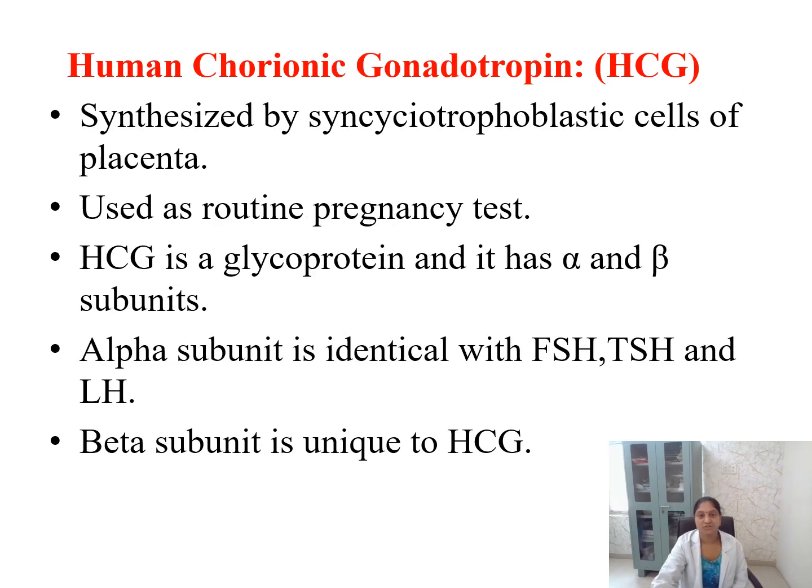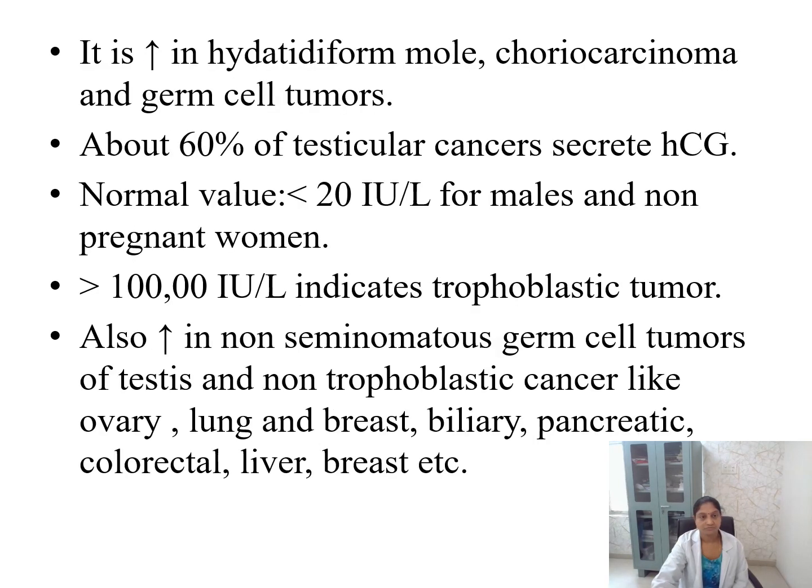Human chorionic gonadotropin, HCG, is synthesized by syncytiotrophoblastic cells in the placenta and used as a routine pregnancy test. HCG is a glycoprotein and it has alpha and beta subunits. The alpha subunit is identical with FSH, TSH, and LH, and the beta subunit is specific to HCG. It is increased in hydatidiform mole, choriocarcinoma, and germ cell tumors. About 60% of testicular cancers secrete HCG.